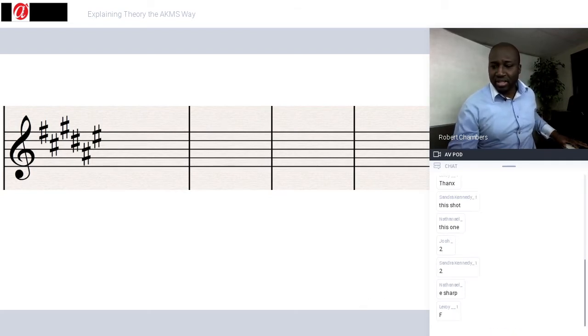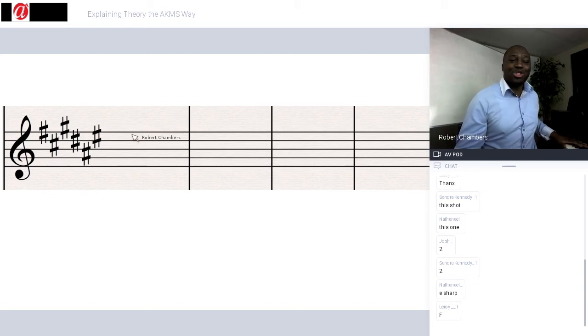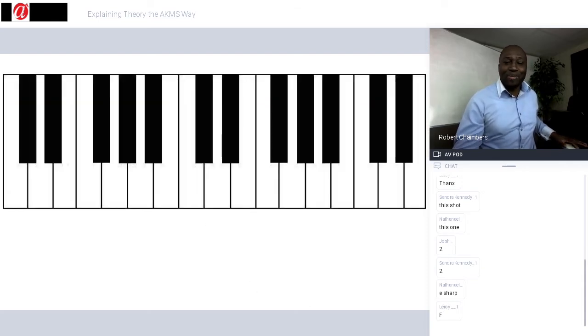Okay, let me see. Thank you, Leroy. And thank you, Nathaniel. Yes, traditional theory will call it an E sharp, but as Leroy said, it's really just an F, because if we were on the piano and had to actually call it out. Yes, I understand that they use all these different types of theory.